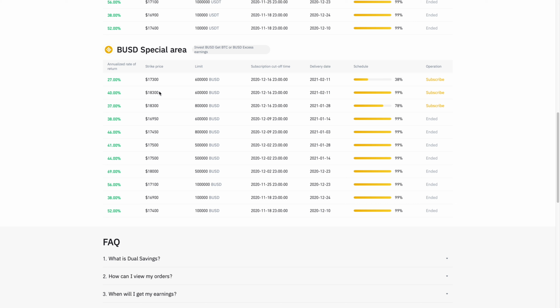This is the price that they're going to look at to see which one you get. And this is the amount of return that you'll get, and it is annualized. That means this will be 40% for the full year, but on a prorated basis based on the delivery date. So this does not mean that you get 40% from now until the delivery date. What this basically means is that when you look at the strike price, if the price of Bitcoin is higher or lower, that will determine how much you will get in return.